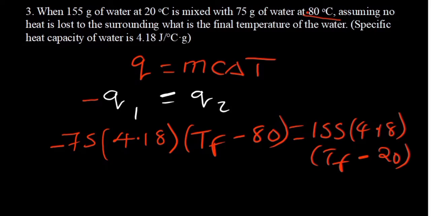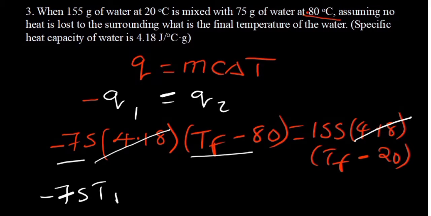On the left hand side and the right hand side, we can see that we've got something that is common. It's very advisable that when you're dealing with the same substance of the same specific heat capacity, you divide so that you save on time. So what are we going to remain with? We're going to multiply negative 75 by that. So we have negative 75 T final. Negative 75 multiplied by 80 is going to give us what?